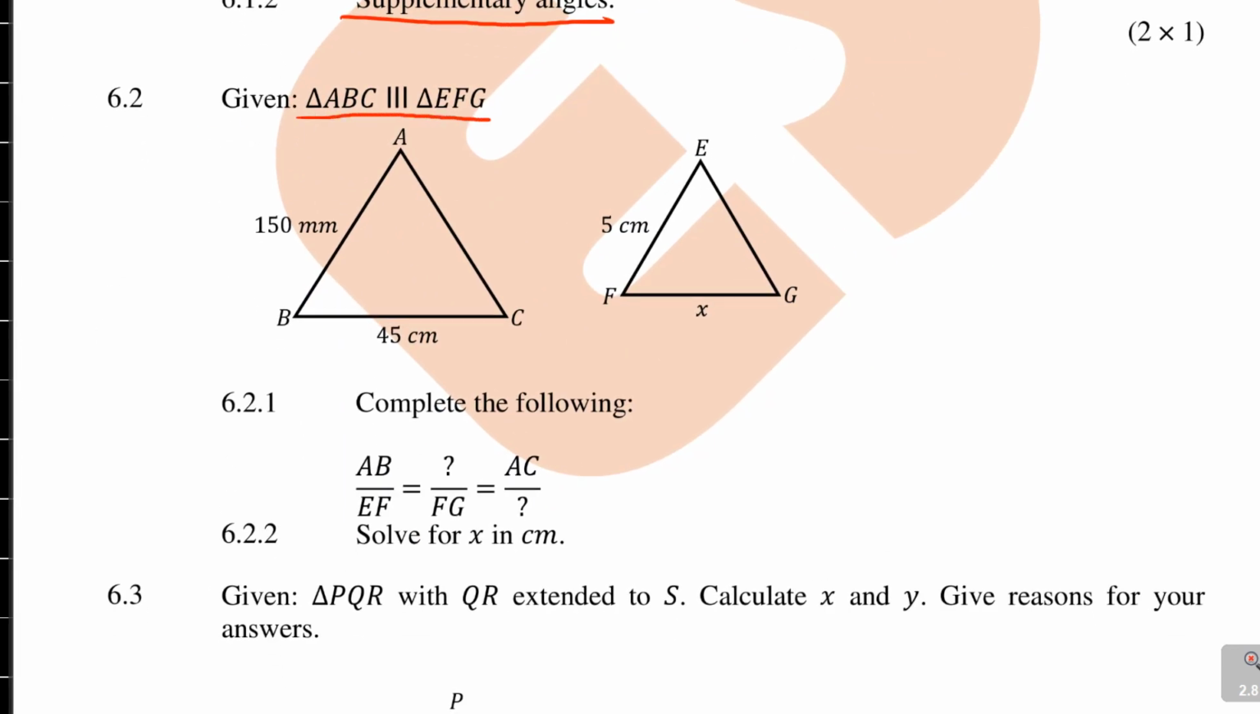Then next one, they say, can you read this for me? What does this mean, the way it's written? It means it's the same shape, but the size is different. So this sign means similar. This is a similar sign. Yes, it's similarity. All right. So now they are saying it's similar.